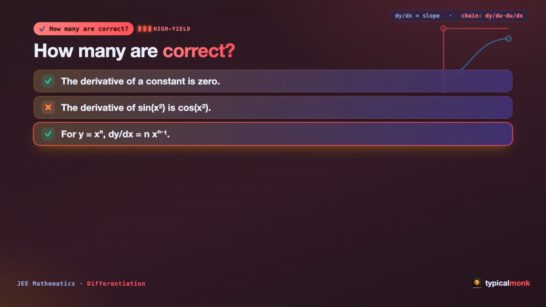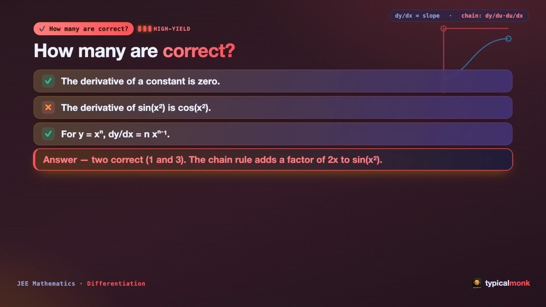3. For y equal to x to the n, dy by dx equals nx to the n minus 1. That is correct. So the answer, 2 are correct. Statements 1 and 3. The trap is statement 2. The chain rule adds a factor of 2x to the sine of x squared.